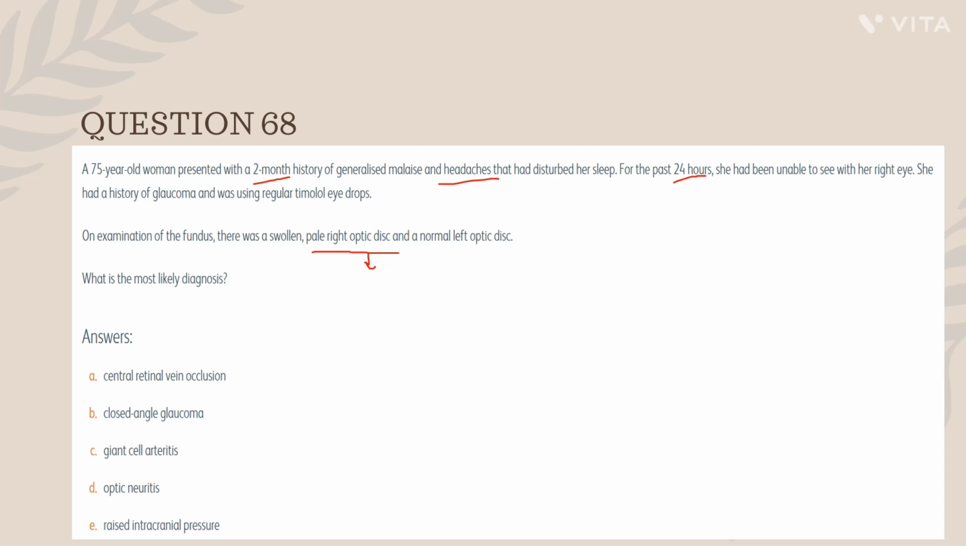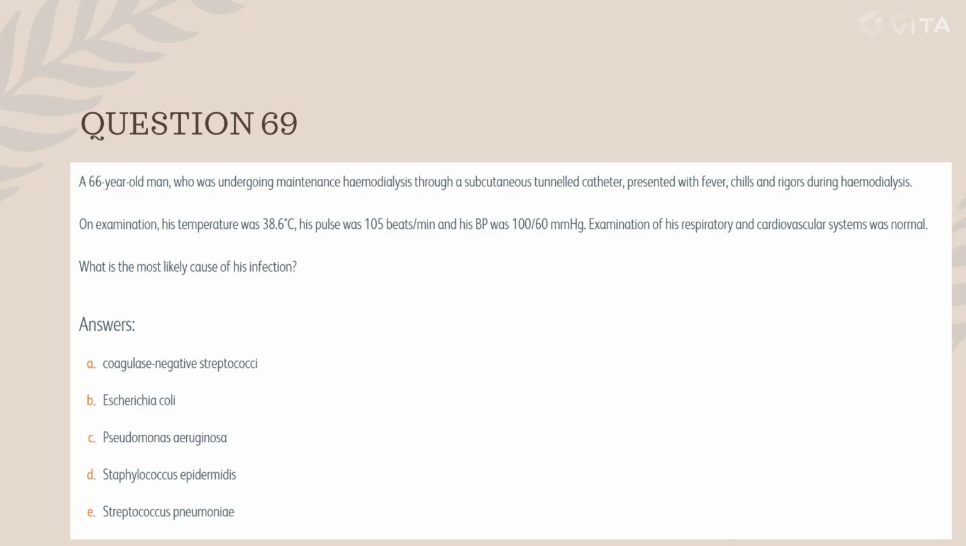So her headache could be giant cell arteritis. And in giant cell arteritis, you have something called anterior ischemic optic neuropathy. So it is giant cell arteritis. Okay, next question.